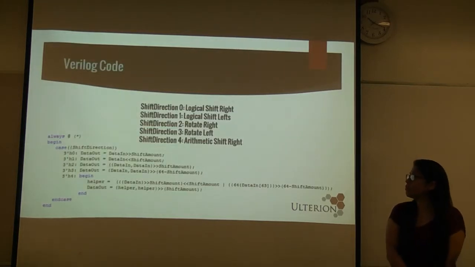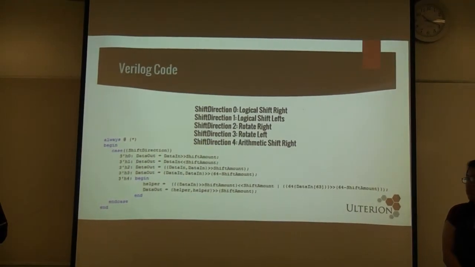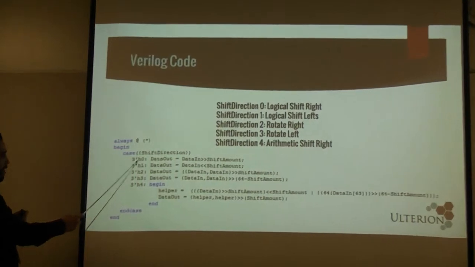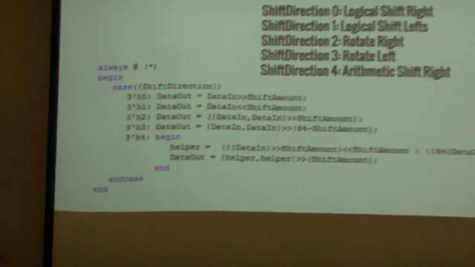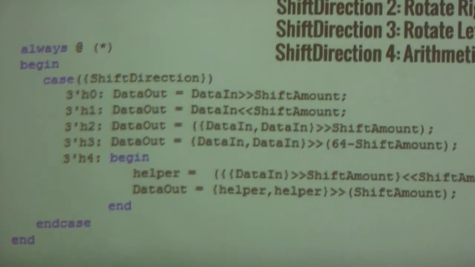Now this is the implementation of our barrel shifter in Verilog code. We didn't want to go with big case statements. So now we have the 5 modes here. The first mode, we have your typical shift operator with a shift amount.